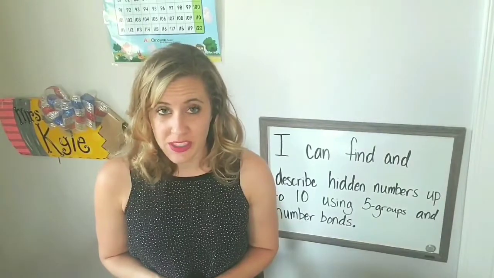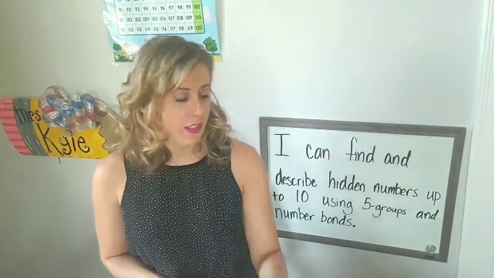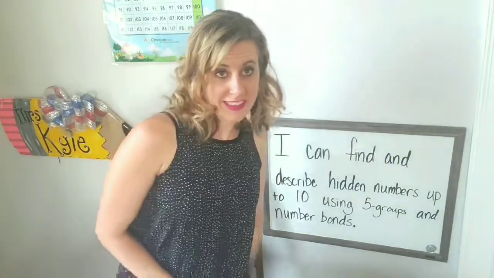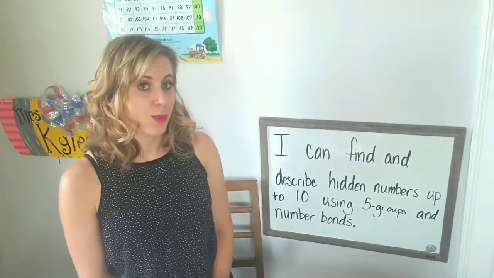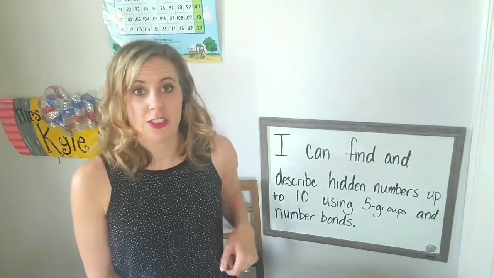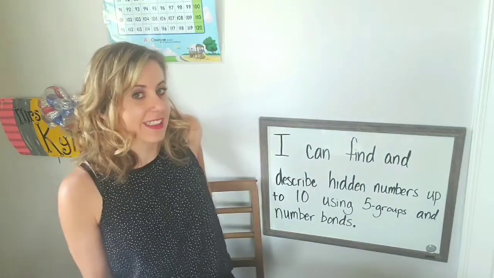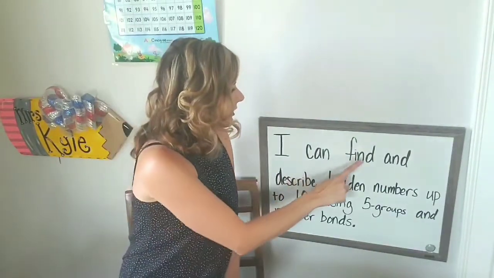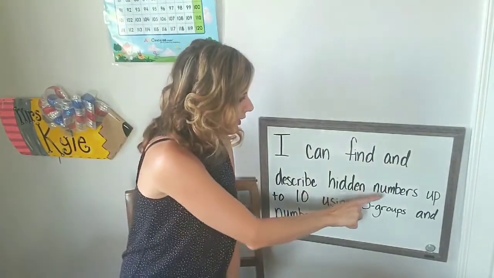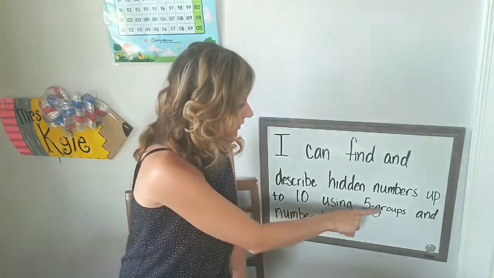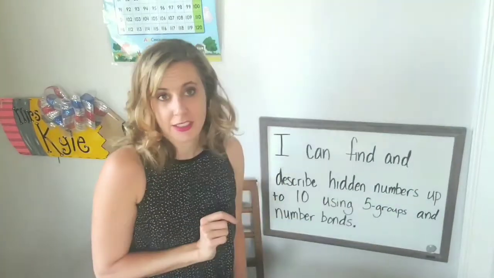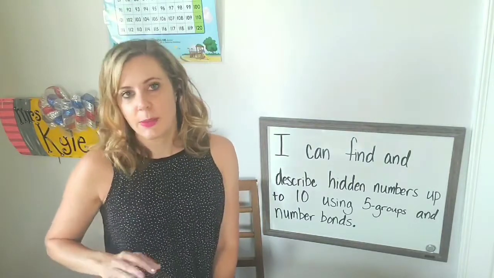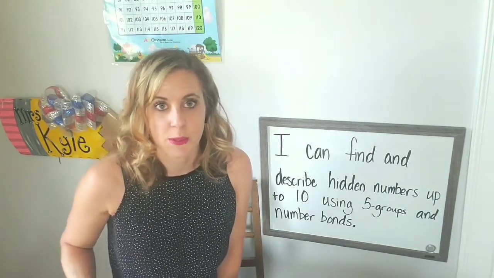You don't need a lot of materials today. Paper, dry erase board if you have it, either or is fine. Today we are going to still look for those hidden numbers. So let's read our I can statement so we can remind our brain what we're doing. I can find and describe hidden numbers up to 10 using 5 groups and number bonds. So like I said, a little bit what we did yesterday, but today it's going to get a little bit more challenging, but it'll give our brain a little bit more practice.